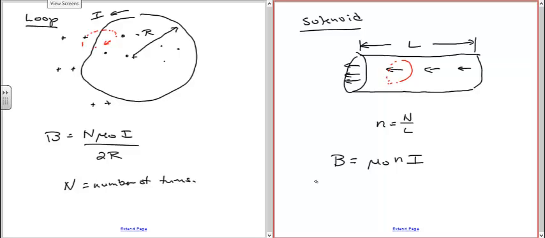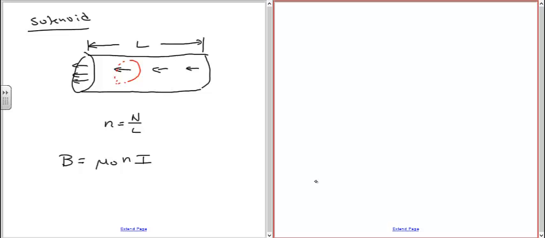Okay, so that was pretty much chapter 19, just the forces on moving charges due to magnetic field and the magnetic field created by moving charges. Chapter 20 talked about Faraday's law and Lenz's law.